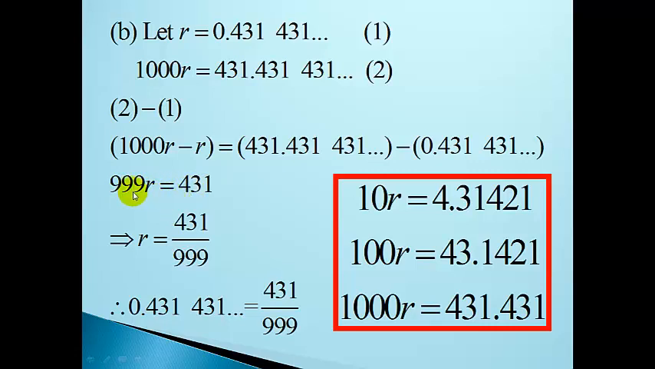And so if you want to make R the subject, you have to divide the left hand side by 999, and you have to divide the right hand side also by 999. This implies that R is equal to 431 divided by 999. And therefore 0.431431 is equal to 431 divided by 999.